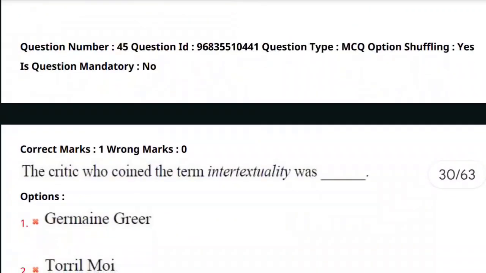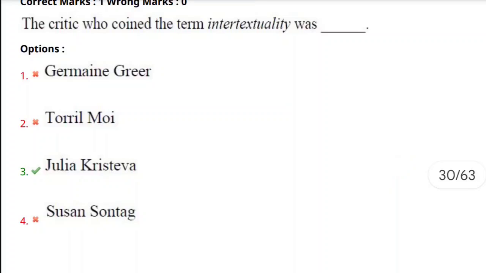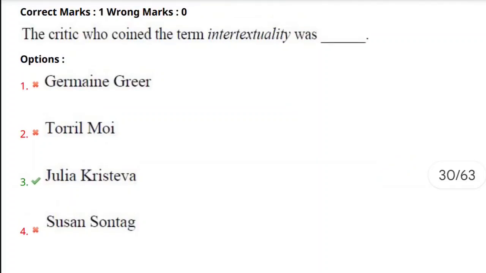Let's move towards the next question. The critic who coined the term intertextuality was... Here they are asking the question on the coining of the term intertextuality, and the options are Germaine Greer, Toril Moi, Julia Kristeva, and Susan Sontag. And the correct answer here is Julia Kristeva.